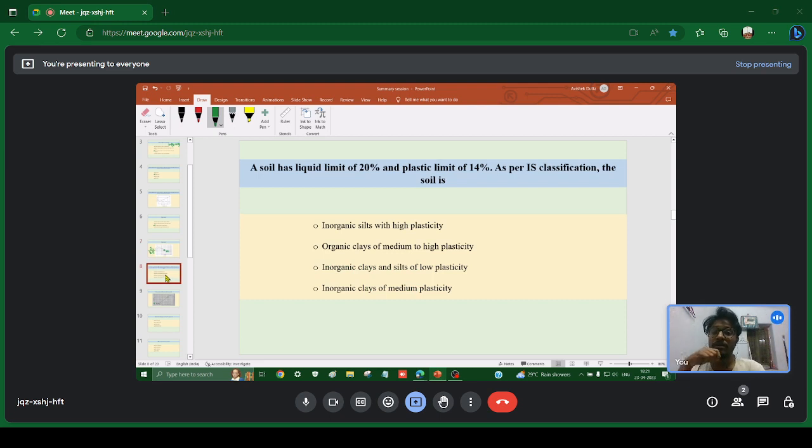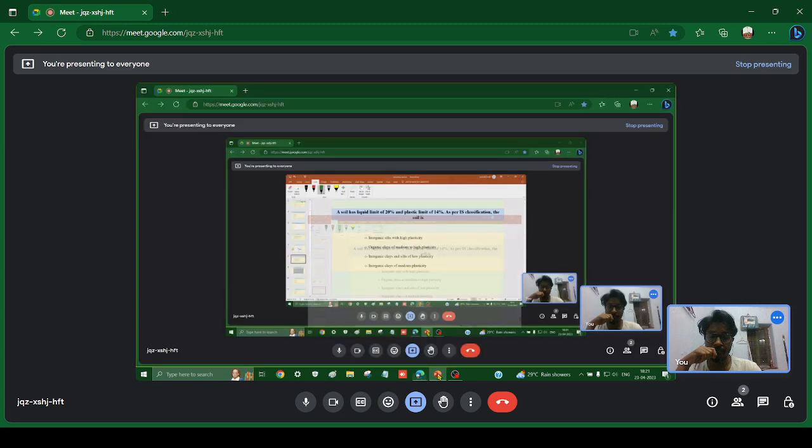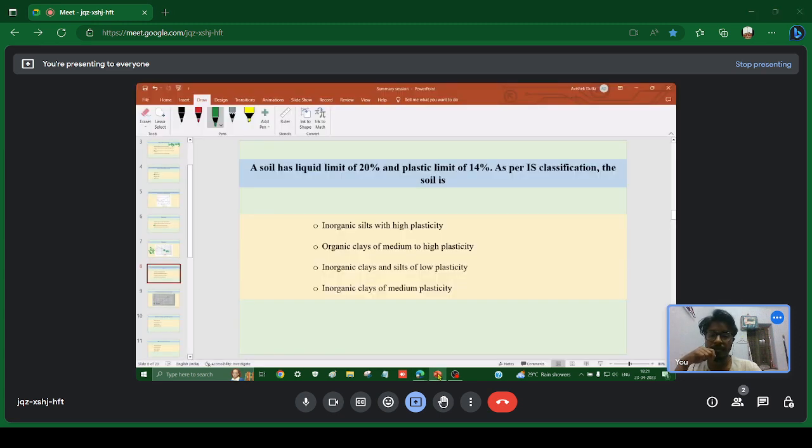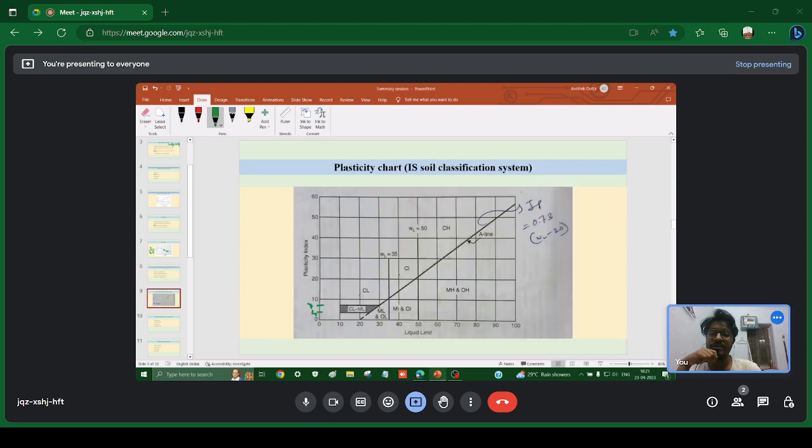A soil has liquid limit of 20% and plastic limit of 14%. As per IS classification, the soil is: the options were inorganic clays with high plasticity, organic clays of medium to high plasticity, inorganic clays and silts of low plasticity, inorganic clays of medium plasticity. So this question is to be solved using the plasticity chart as per the Indian Standard Soil Classification System, which has plasticity index on the y-axis and liquid limit on the x-axis.